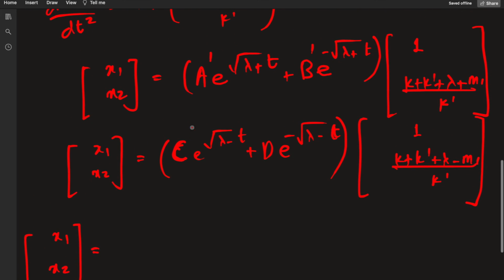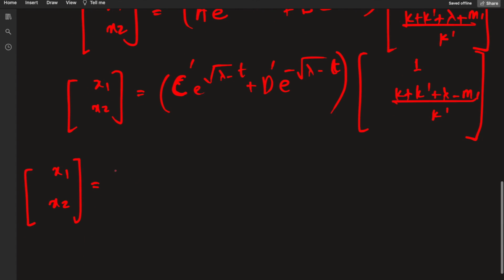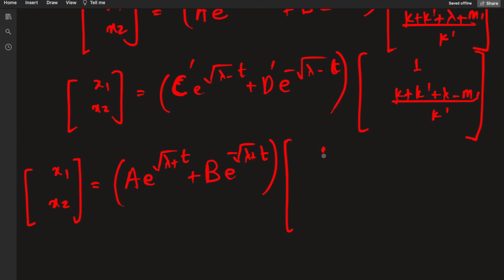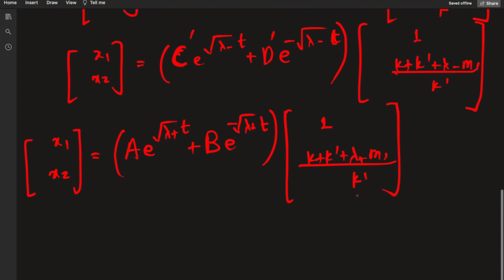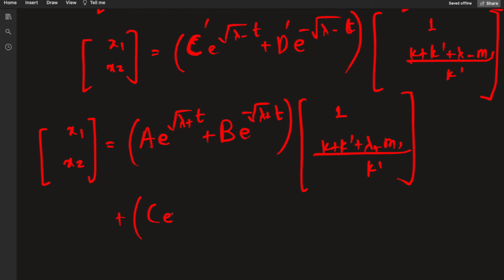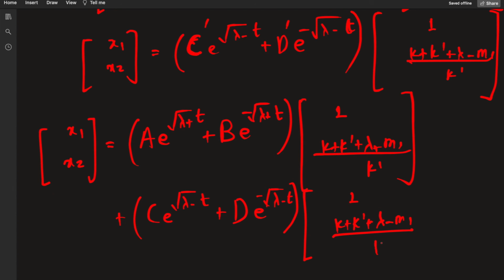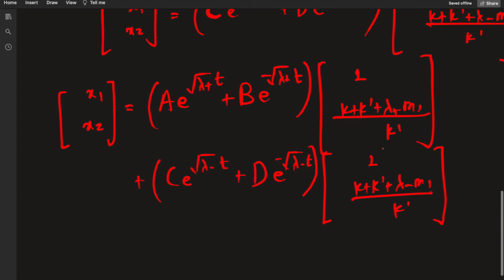So if we call this a prime and b prime, just changing names for the sake of notation, you're finally going to end up with this grand answer, which is a times e to the square root lambda plus t, b times e to the negative square root lambda plus t, 1, k plus k prime plus lambda plus m1 over k prime, added with c times e to the square root lambda minus t plus d times e to the negative square root lambda minus t, 1, k plus k prime plus lambda minus m1 over k prime. And that can be considered a general solution.